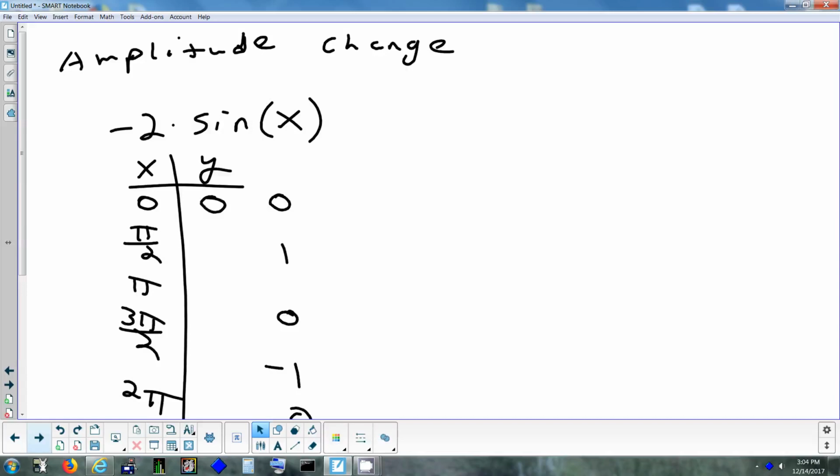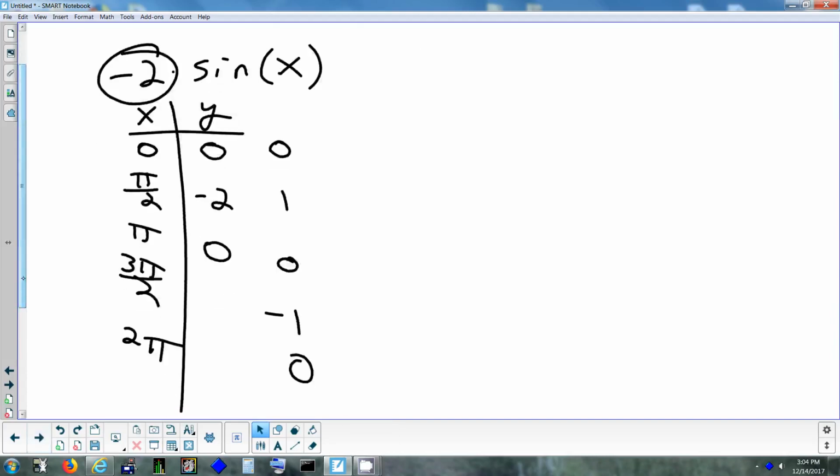So that would stay as 0. You wouldn't do the opposite for that one? No, don't do the opposite. You do exactly whatever you see right there. So 0, negative 2, 0, 2, and 0.